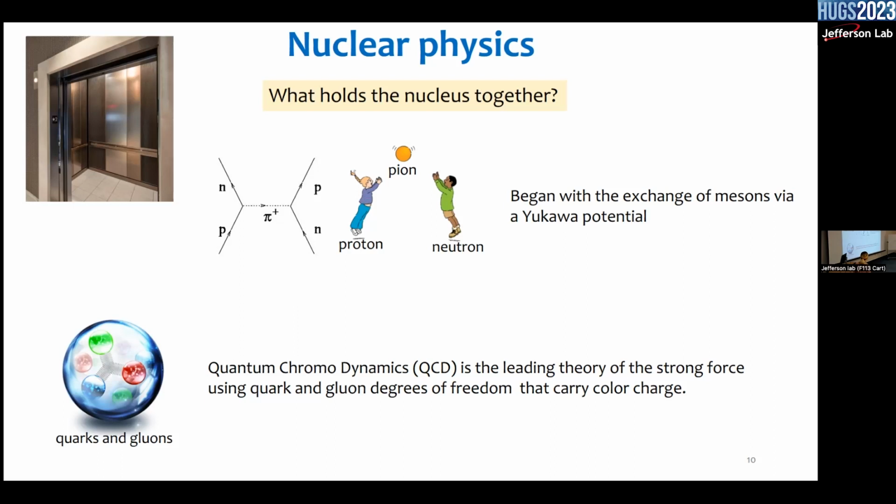And so we begin with most of our picture, I guess I call it our real world or our physical picture, which is this exchange of mesons that we can describe via the Yukawa potential. But then you have quantum chromodynamics, which is basically the leading theory of the strong force, which uses quark and gluon degrees of freedom carrying color charge.